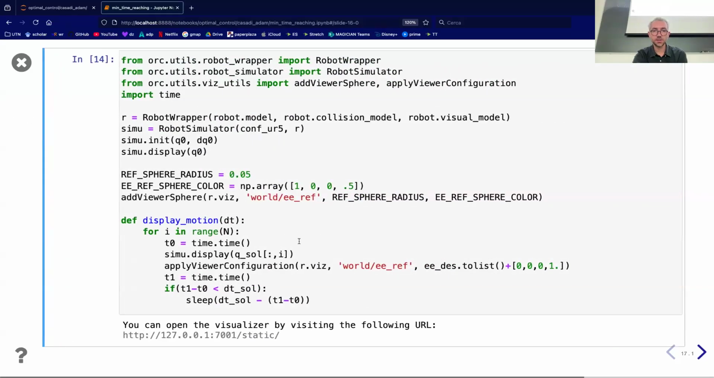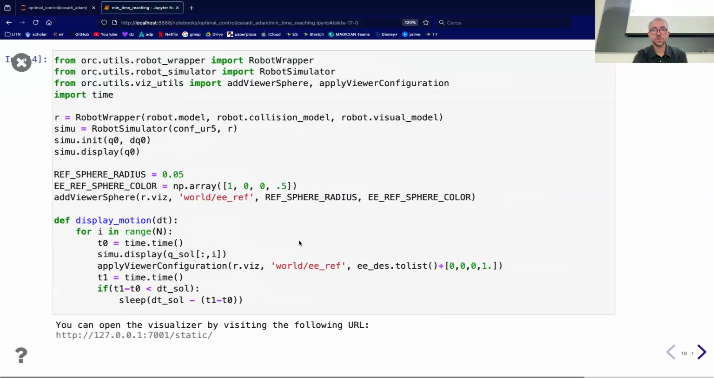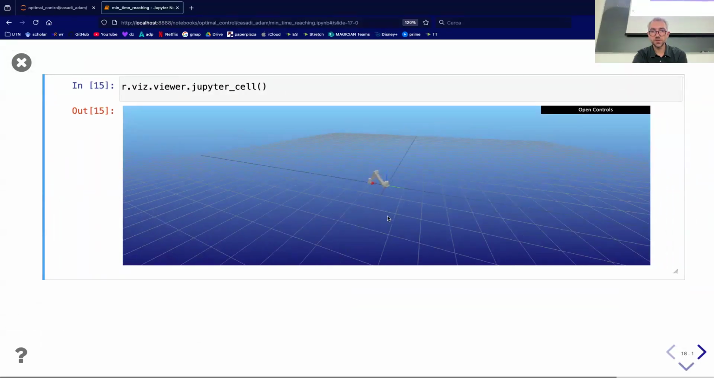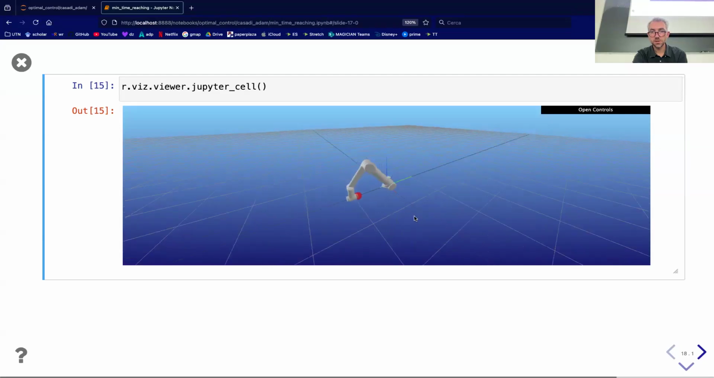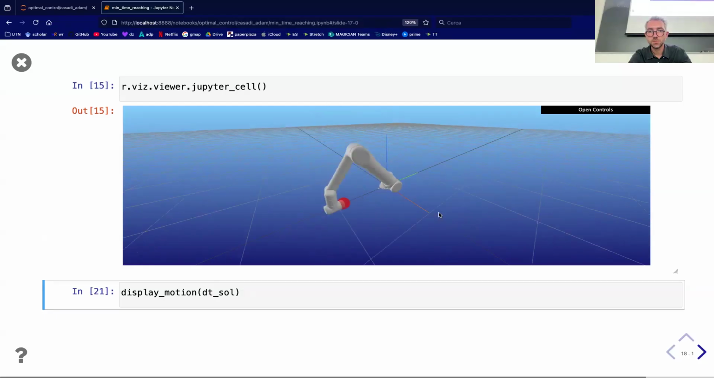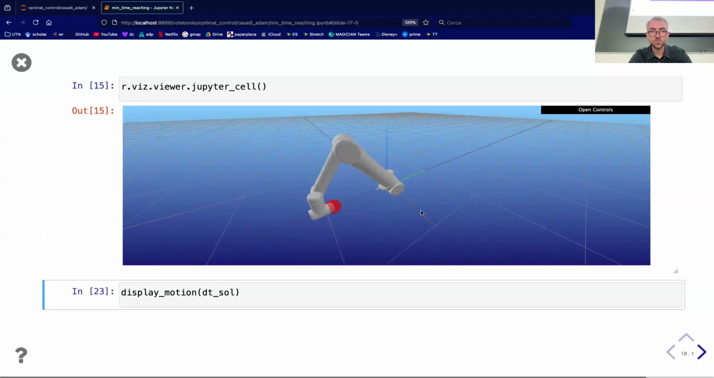And here I just have the viewer set up. And this is the viewer with the robot. So the red ball, as usual, represents the target state. And this is the minimum time motion that has been computed. That's it.